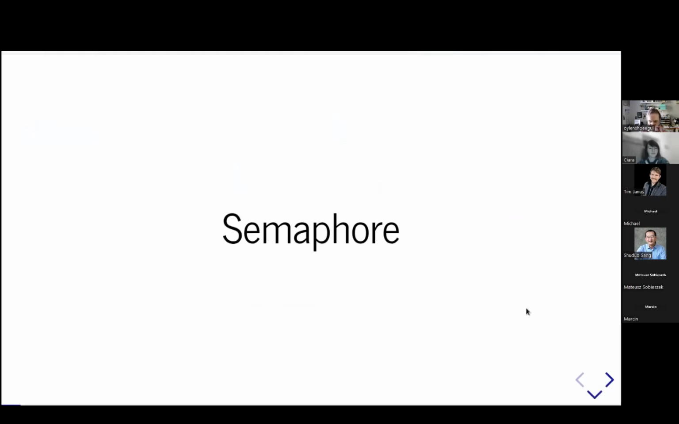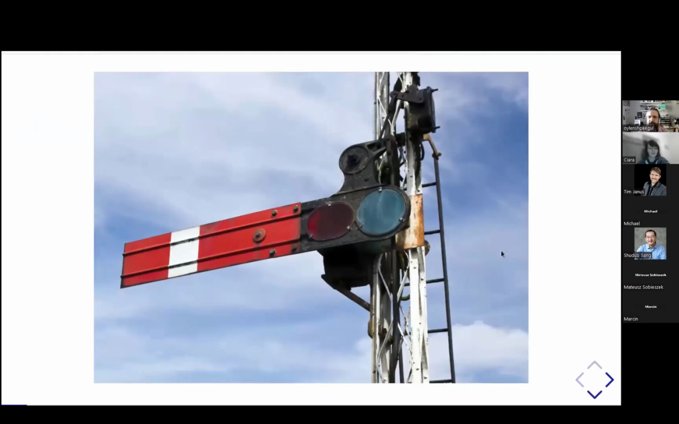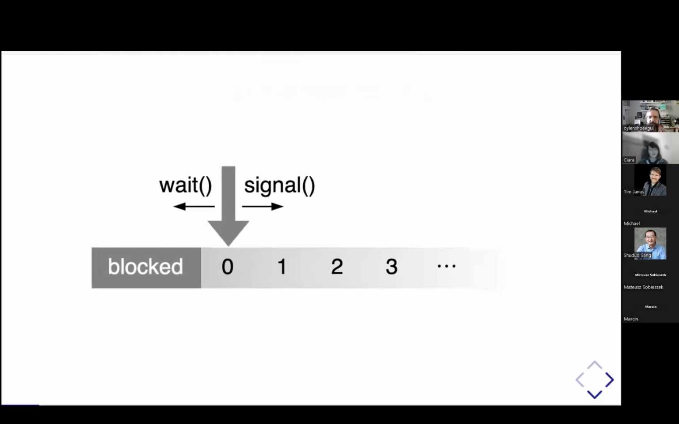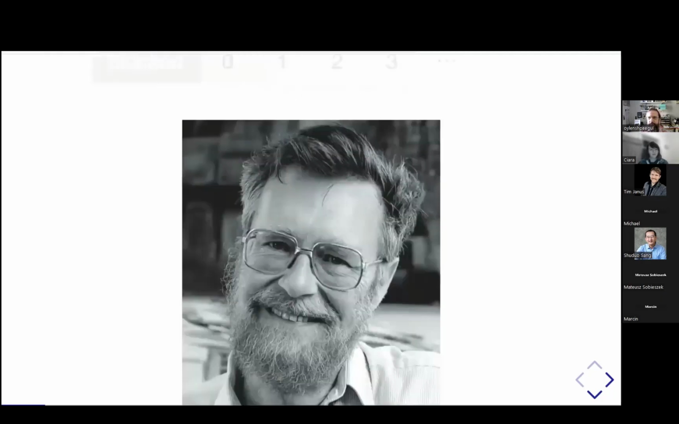All right, so first up is semaphores. And they come from railway semaphores, so that's where they get their name. They're effectively just a counter with two operations: the signal operation, also called up or V, and wait, which is also called down or P. More about that in a minute. So here's the illustration from the book, showing that we can keep going up and we can't go down if we're at 0.